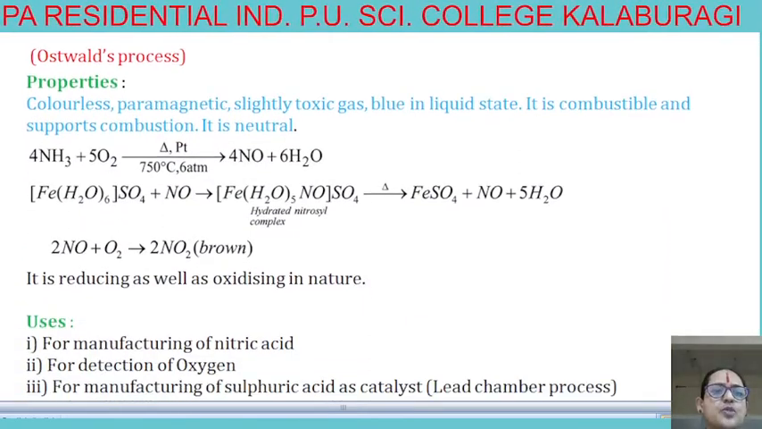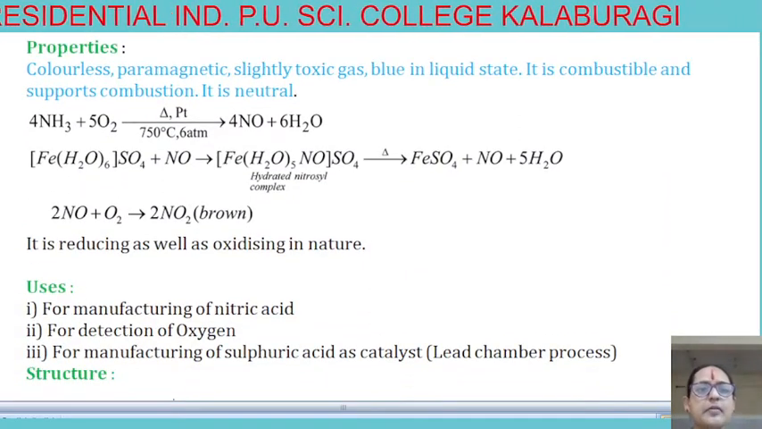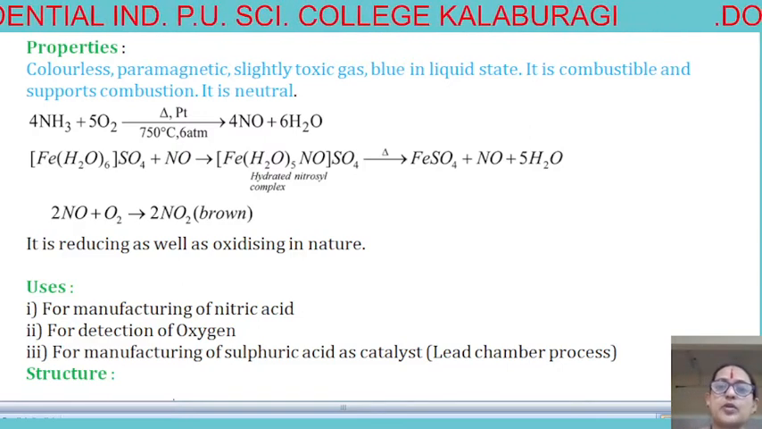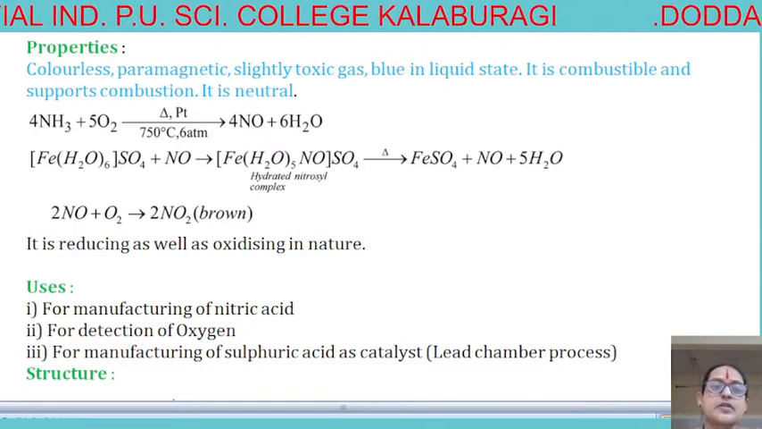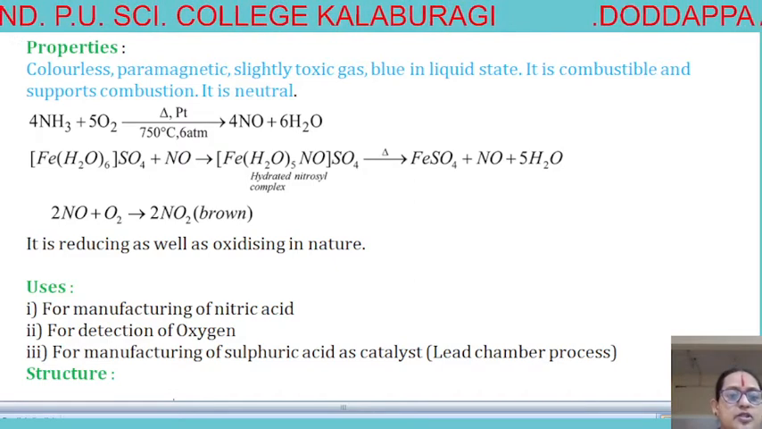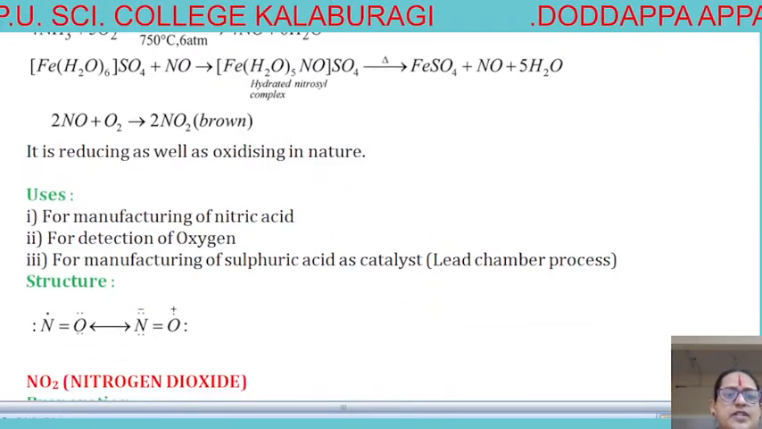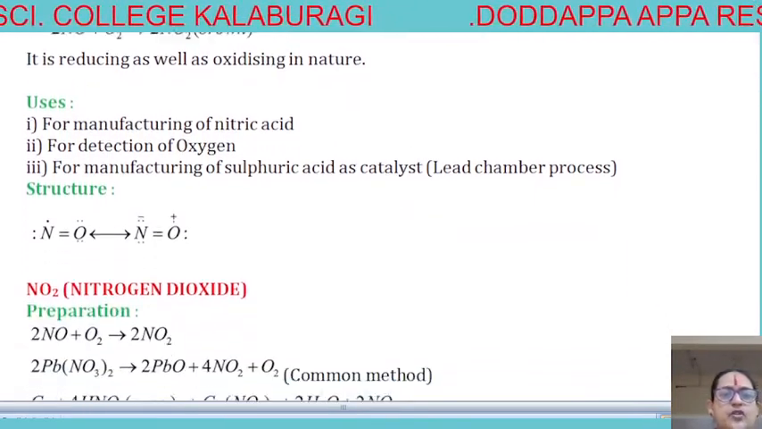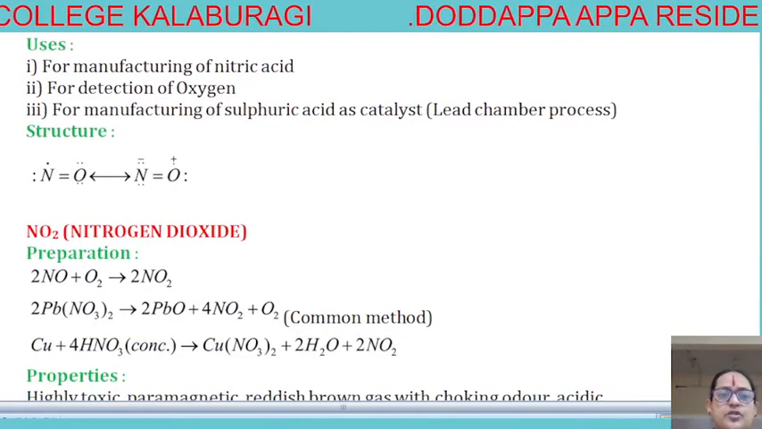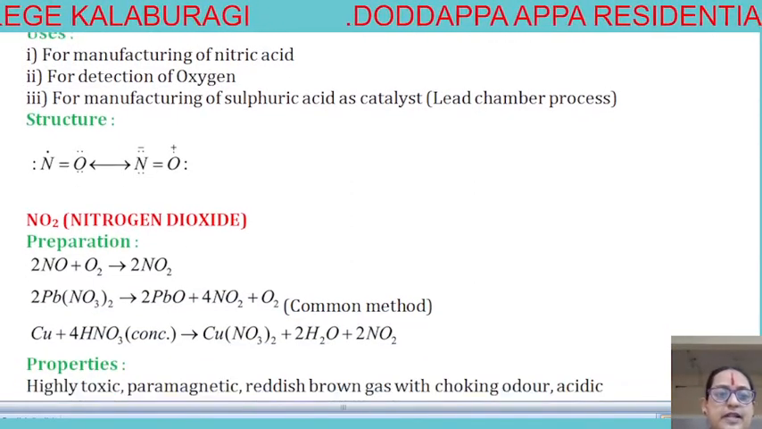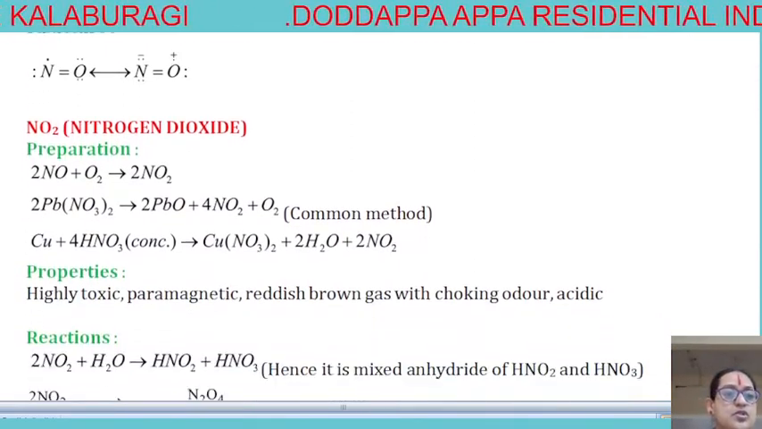Let us look at its properties. Colorless, paramagnetic, slightly toxic gas, blue in liquid state. It is combustible and supports combustion. It is neutral. It has uses like manufacture of nitric acid, for detection of oxygen, and for manufacture of sulfuric acid. It has two resonance structures.